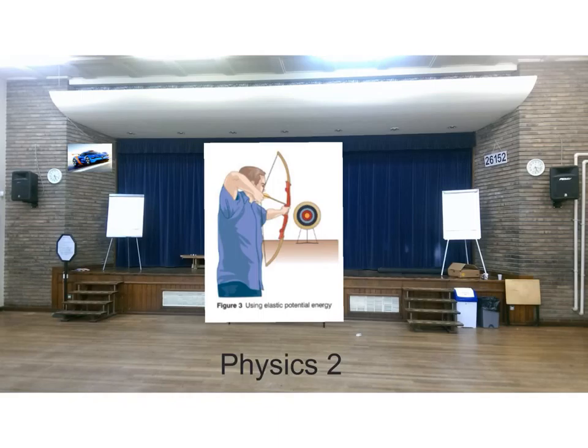The kinetic energy of a moving object depends on its mass and its speed. Kinetic energy in joules is equal to half of the mass in kilograms multiplied by the speed squared. Don't forget to square the speed when calculating kinetic energy. This is a common mistake. Elastic potential energy is the energy stored in an elastic object when work is done on the object.